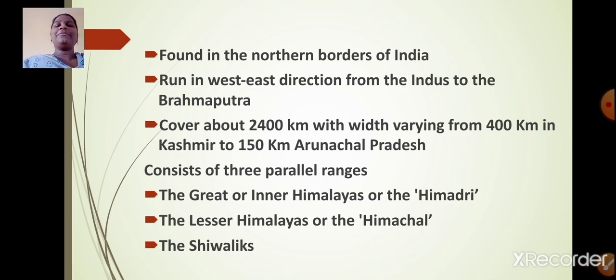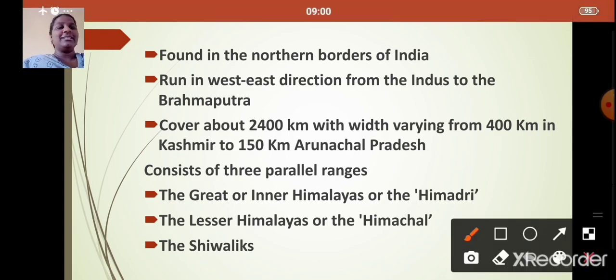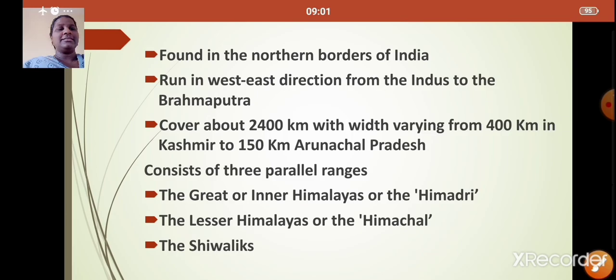Himalayas consist of 3 parallel ranges: the Great or Inner Himalayas or the Himadri, the Lesser Himalayas or the Himachal, and the Shivaliks. Once again, Himalayas consist of 3 parallel ranges: the Great or Inner Himalayas or the Himadri, the Lesser Himalayas or the Himachal, and the Shivaliks.